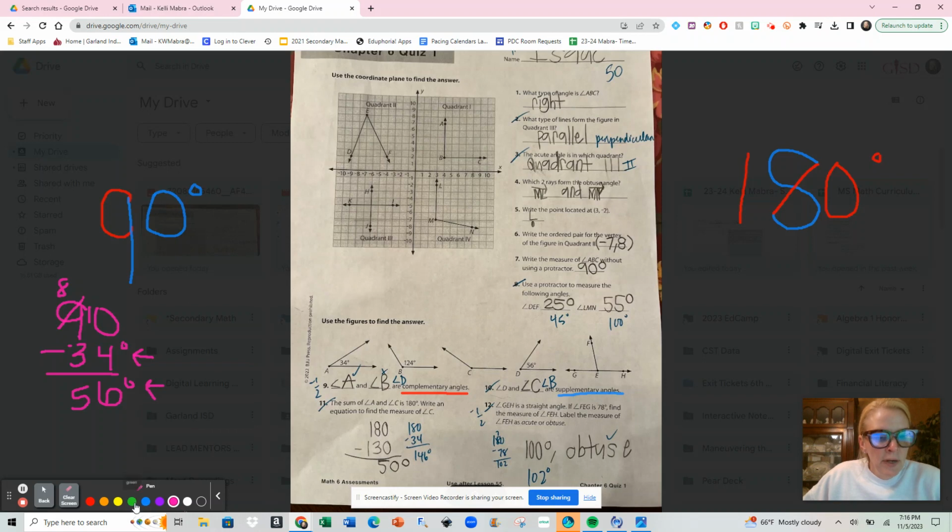Okay, so supplementary, we know it's going to equal 180 degrees. Okay, and so on this question too, that D has already been given to us. So what that means is angle D and the sum of another angle are going to equal 180. So since they've already given us D, we're going to subtract 56 from 180.